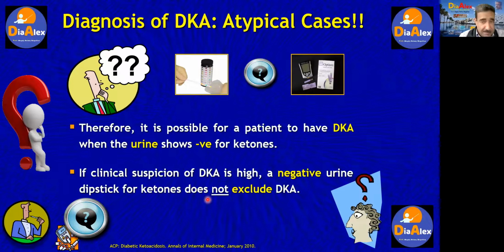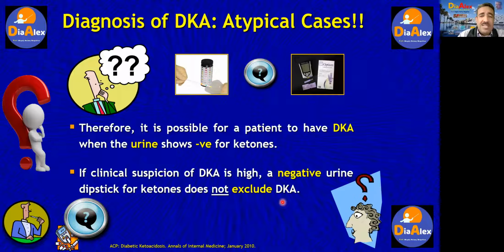And the message here is that it's possible for a patient to have DKA when the urine shows negative for ketones. So clinical suspicion of DKA is important. If your patient is presenting with metabolic acidosis with high anion gap and marked hyperglycemia, and you find negative urine dipstick for ketone, please, this does not exclude that the patient is having DKA.